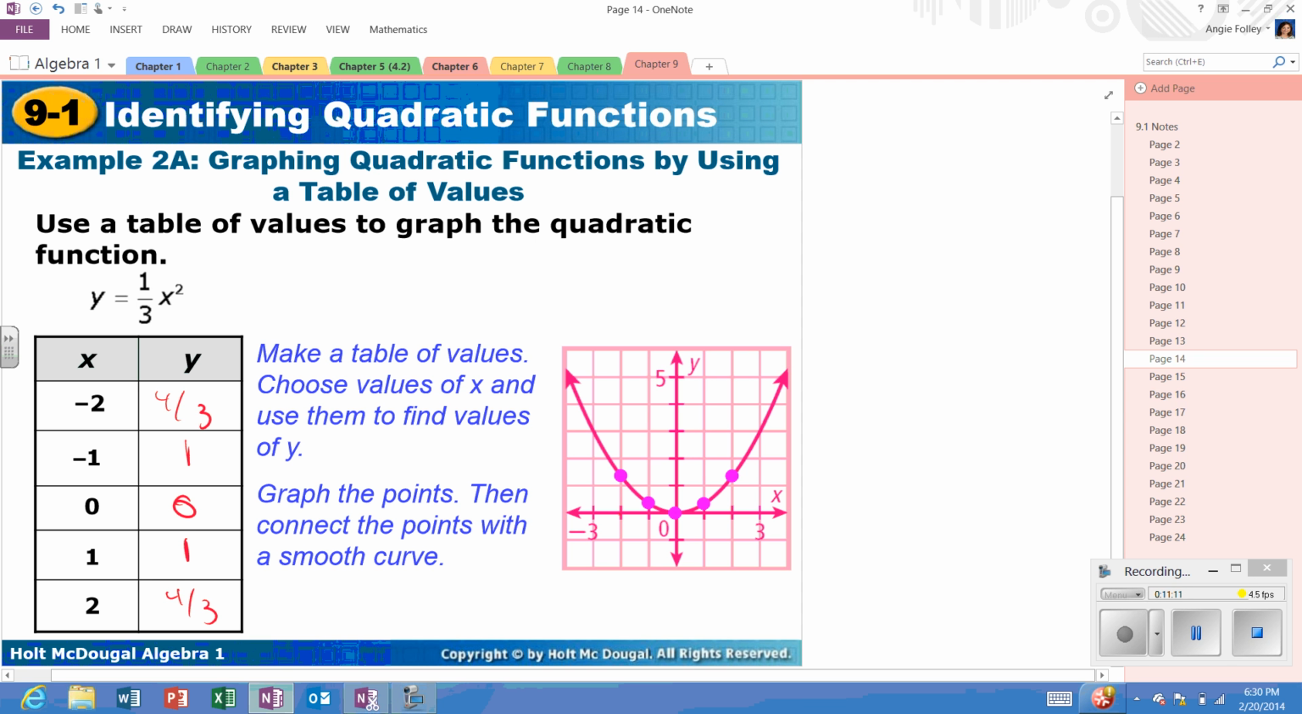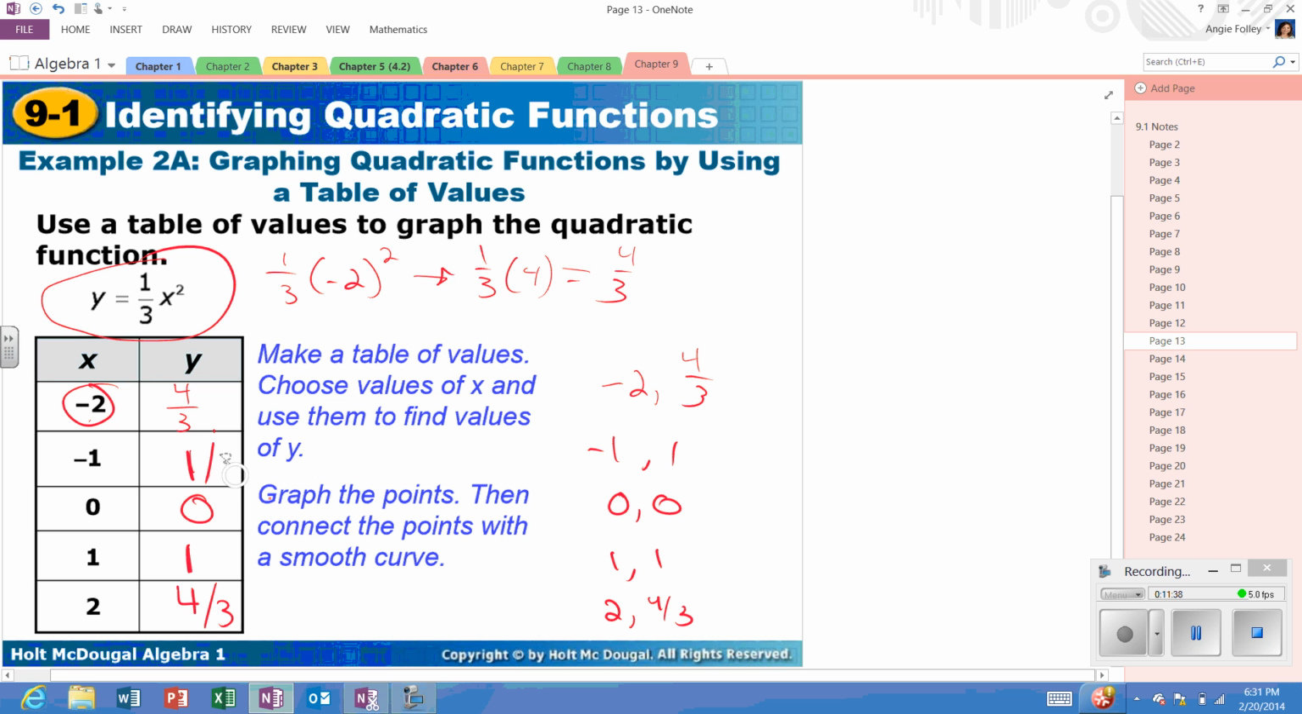If we went over -2 and up 4/3, there's a point there. If we go over -1 and up 1, there's a point there. If we go over 0, 0, actually I lied, guys. This should have been 1/3. I'm sorry. If you plug -1 into there and square it, you get 1/3 times 1. Sorry, I was jumping ahead of myself. So make sure that these are 1/3. Forgive me, 1/3 on that other page.